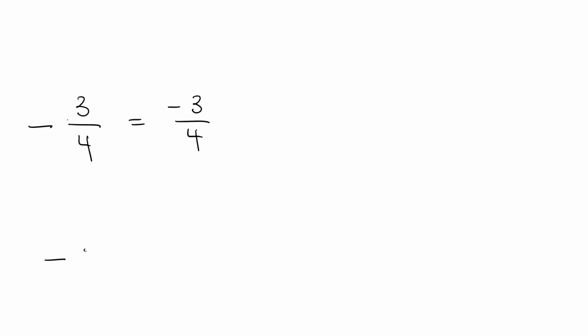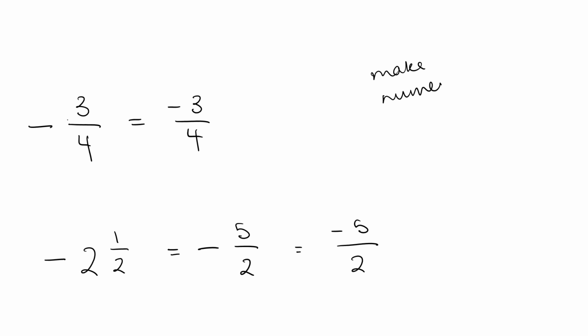Same with if I was to have, let's say, a mixed number like negative 2.5, that would be the same as saying negative 5 over 2. So make the numerator your negative, okay, out of the 2. And then it just saves you from accidentally having a negative on both the numerator and the denominator. Okay, but let's have a look at some examples.